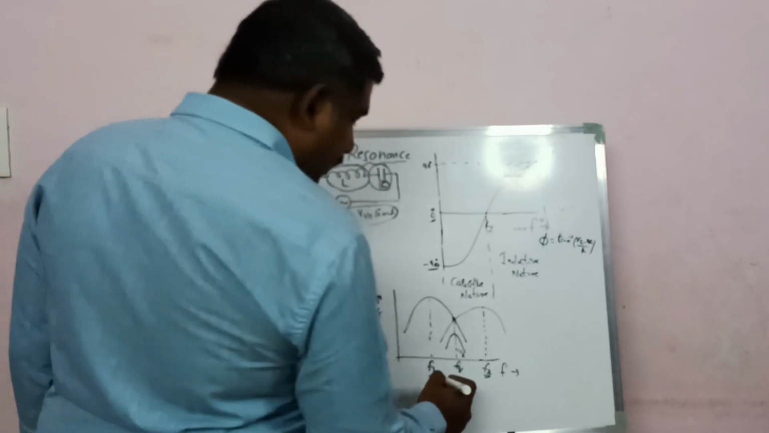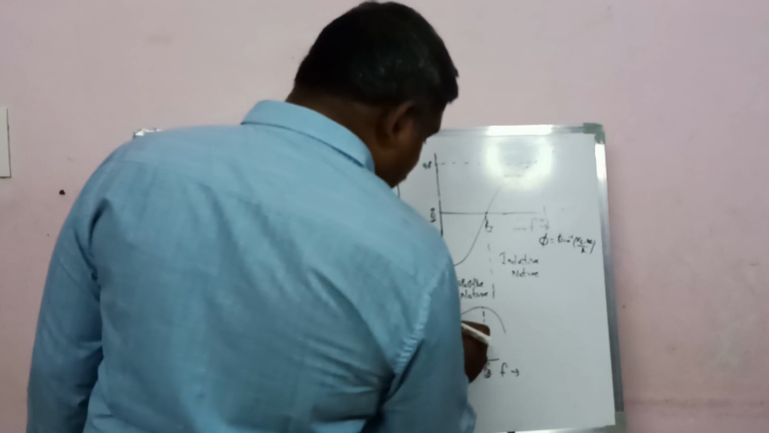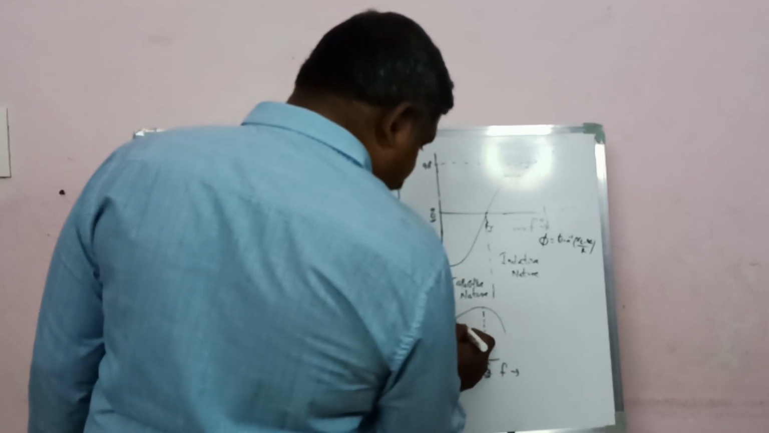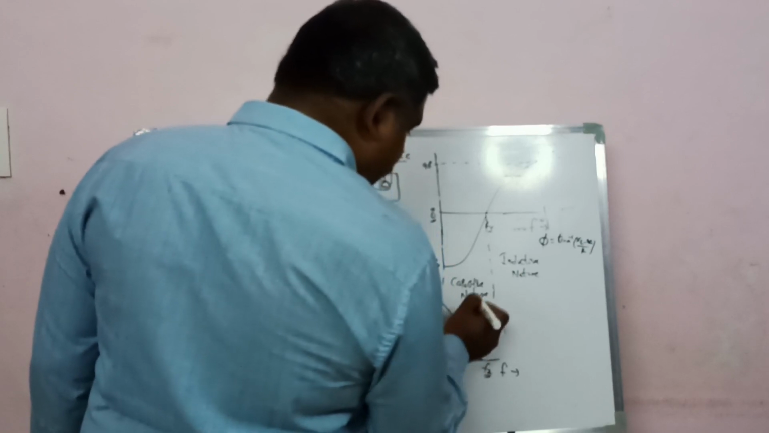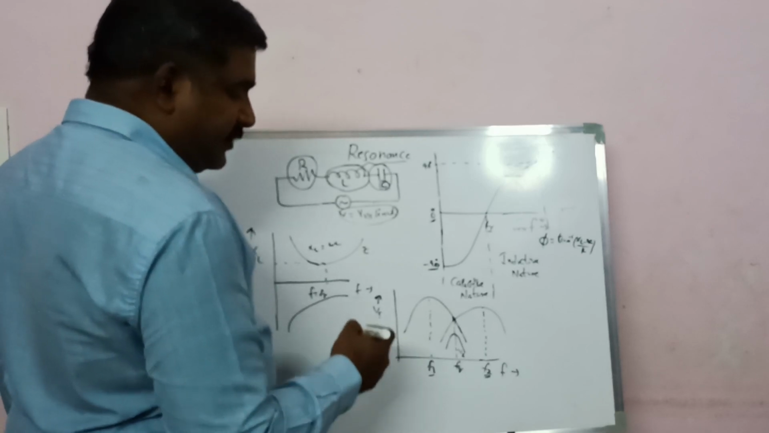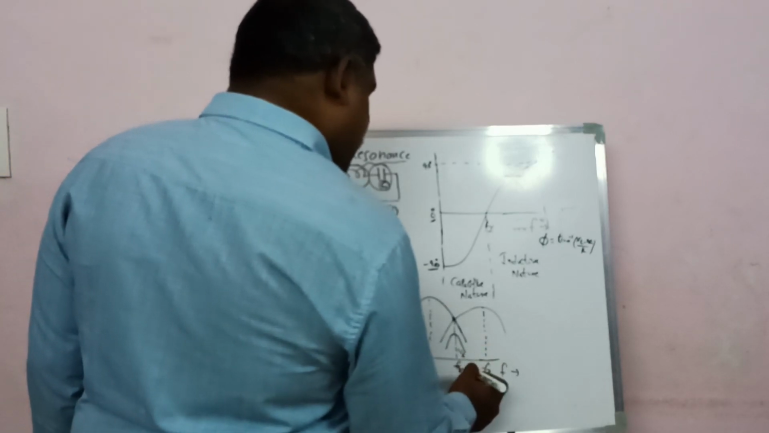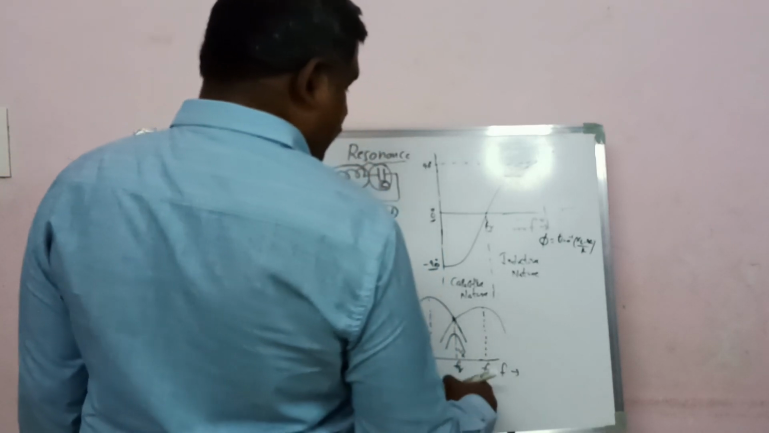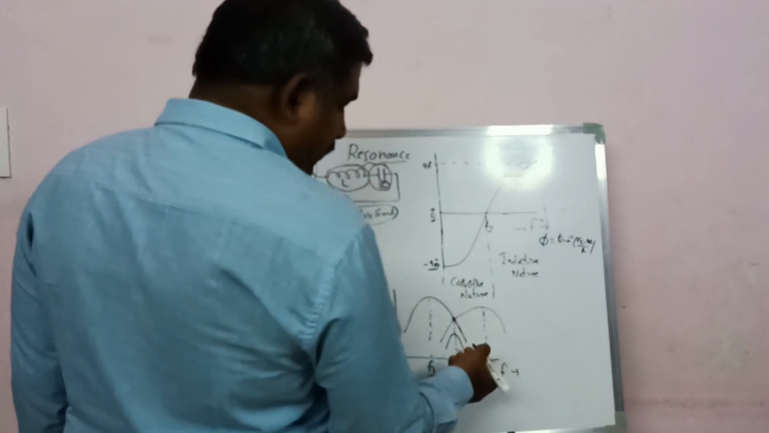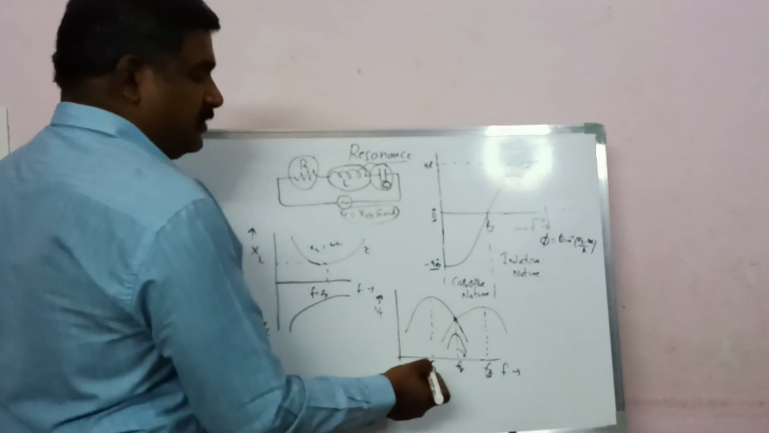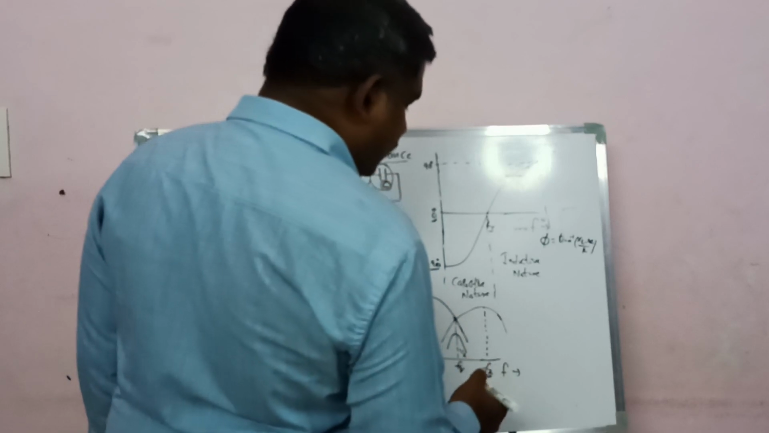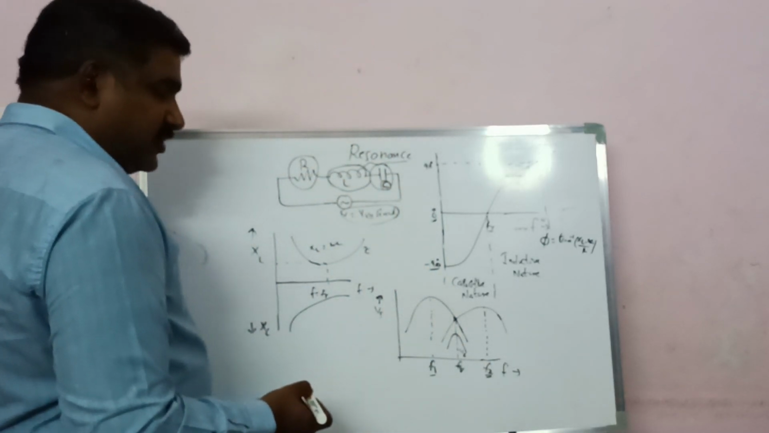Beyond my FR value, obviously, the voltage across the capacitance will be reduced. And at the same time, when the frequency is increased beyond my F2 value, obviously the voltage across the inductance is also reduced.